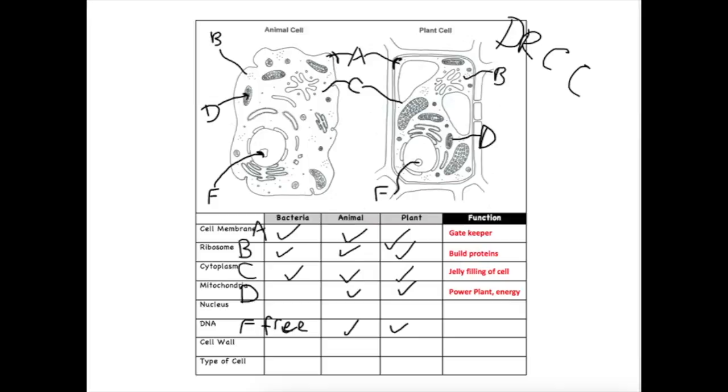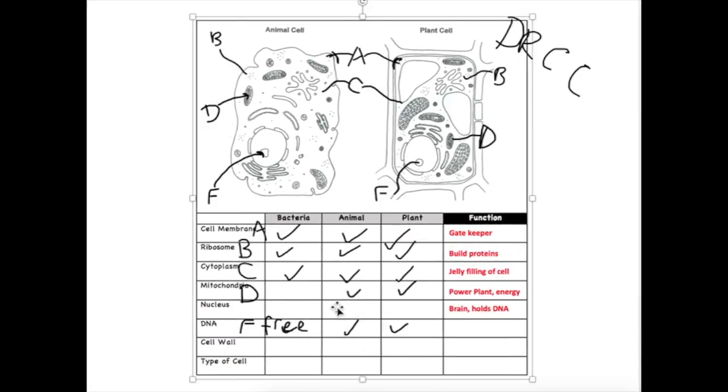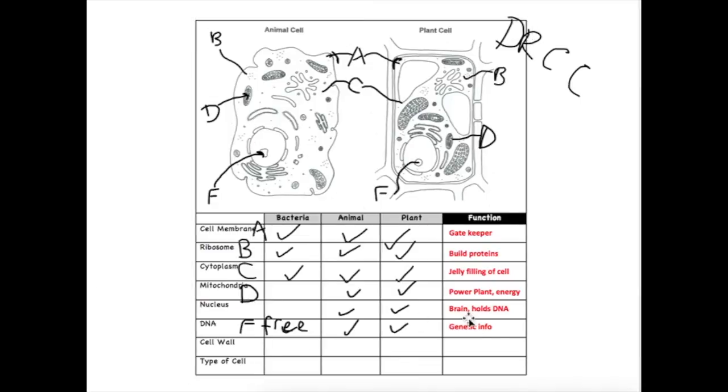All right, now let's get to this big old nucleus we've been talking all about. The whole purpose of the nucleus is that it is the brain. It holds the DNA. And as we said, bacteria, there ain't no nucleus in there. Only the animals and plants have that. So we are only going to put a check mark under animal and plant. The others do not have that. DNA is the genetic information that's inside of that nucleus.